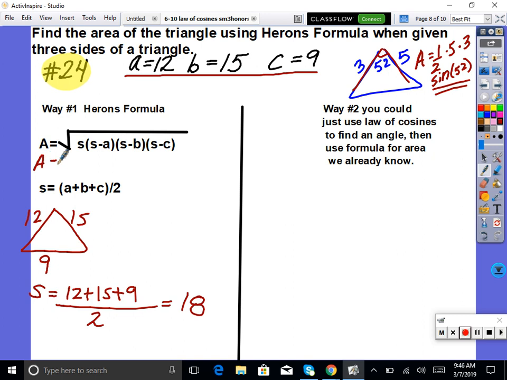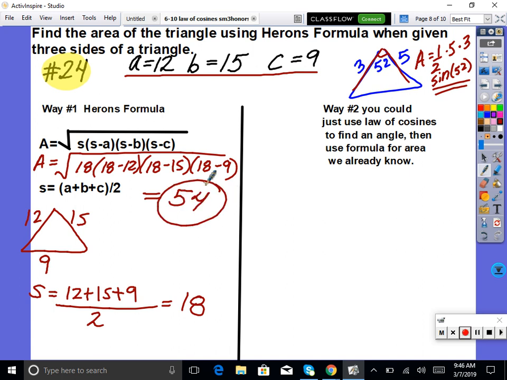So then our area is going to be equal to the square root of 18 times 18 minus 12 times 18 minus 15 times 18 minus 9. So we get 54, I think. Let's try typing it in. 54.